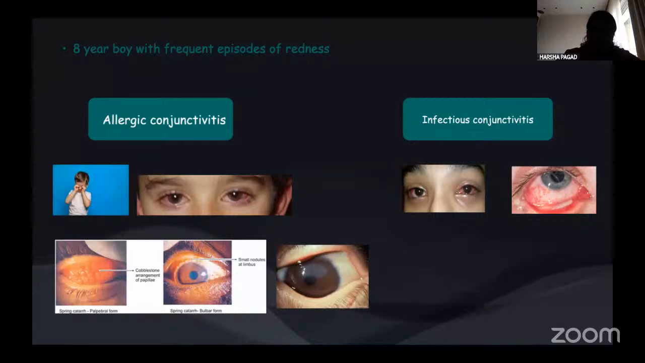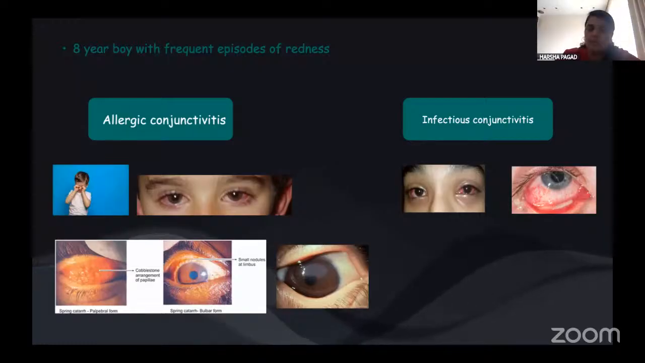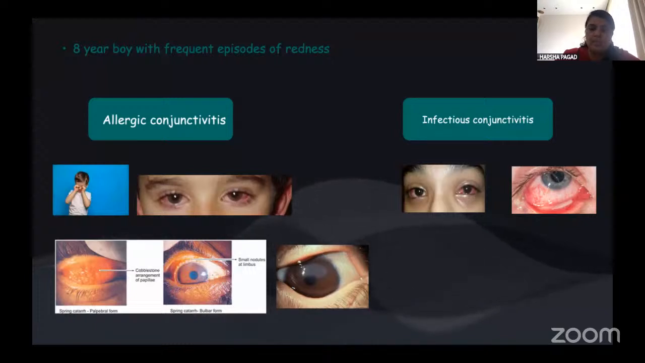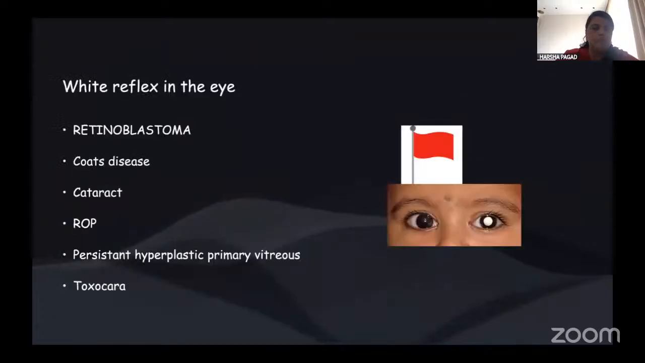This we treat with topical antihistaminics, mast cell stabilizers, and steroids as and when required. Whereas in infectious conjunctivitis, usually you can have a history of viral infection, or a history of contact with a relative or a sibling who has had an episode of conjunctivitis. Here you can see subconjunctival hemorrhages. You can have preauricular lymphadenopathy, and pseudomembranes can be seen. Here we treat with prophylactic antibiotics. Most of the time it's viral conjunctivitis. We treat with prophylactic antibiotics, and it takes about 2 weeks to resolve.